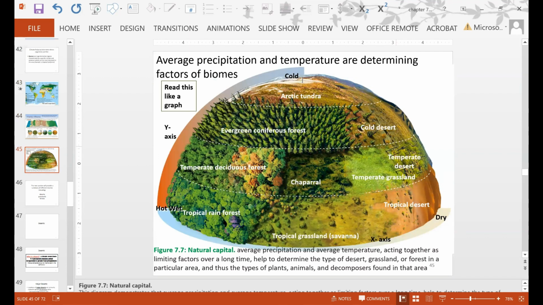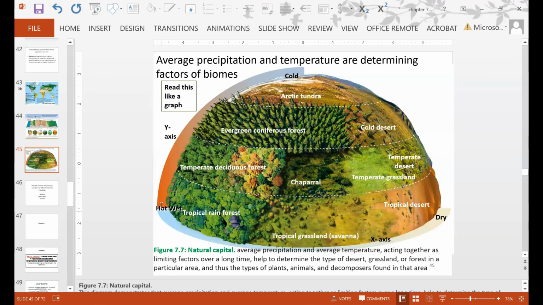This is sort of a graph of precipitation and temperature, but instead of a regular looking graph, the x-axis is on a curve that kind of looks like the Earth. And so is the y-axis. The y-axis and the x-axis are curved, kind of looking like part of the Earth. So down here on the y-axis, you have hot, and here's cold. And then here on the x-axis, you have wet and dry.